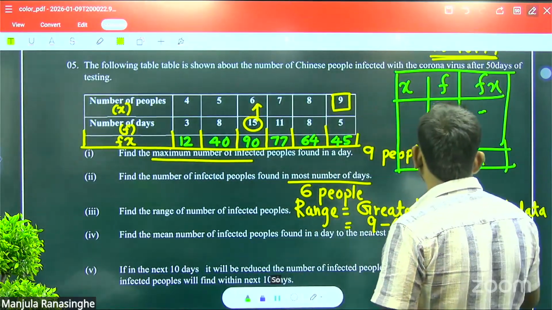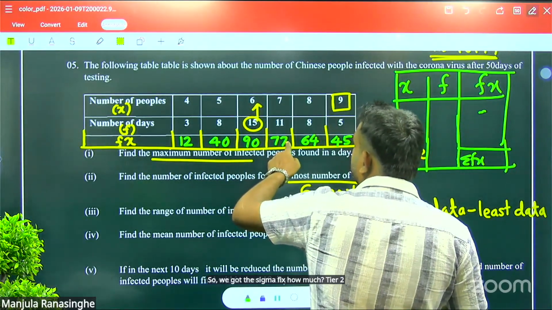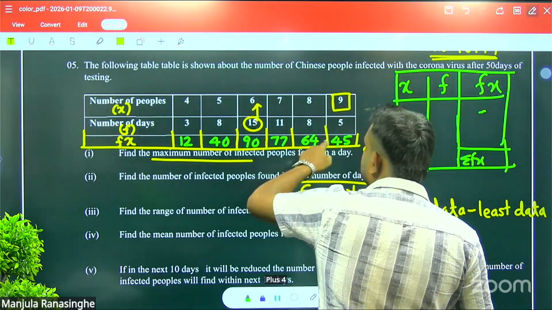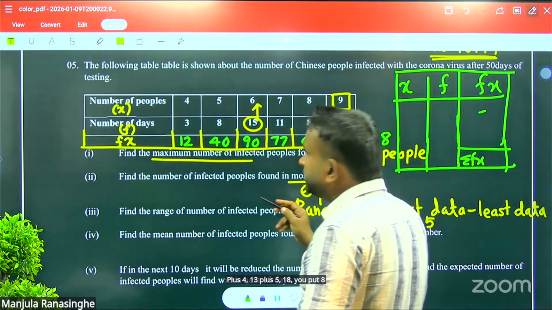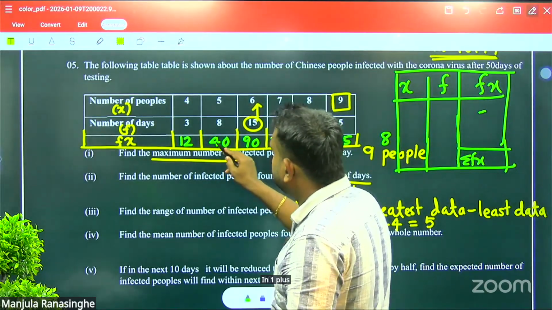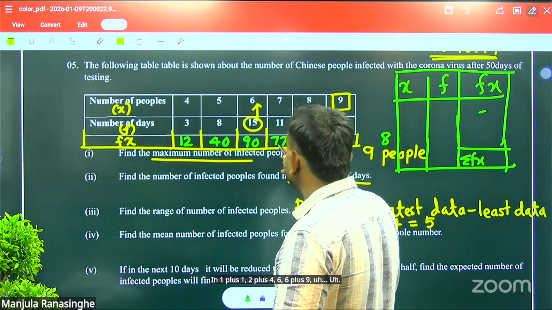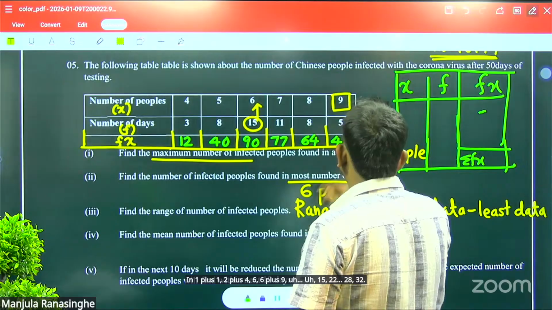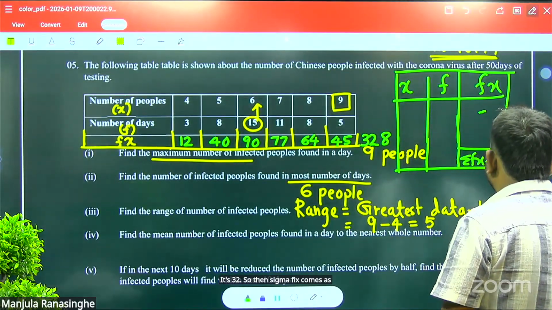So we got the sigma fx. How much? Here 2 plus 7, 9, plus 4, 13, plus 5, 18. You put 8 there, 1 remaining. Then 1 plus 1, 2, plus 4, 6, 6 plus 9, 15, 22, 28, 32. Okay, 32. So then sigma fx comes as 328.